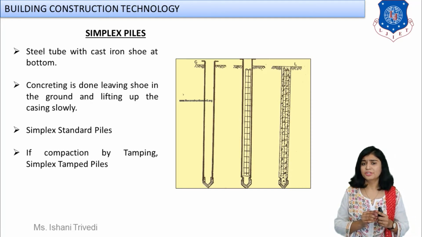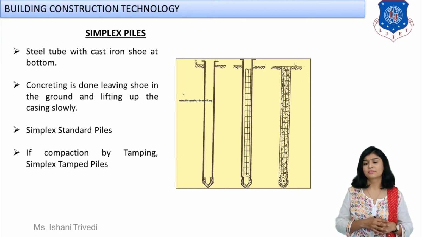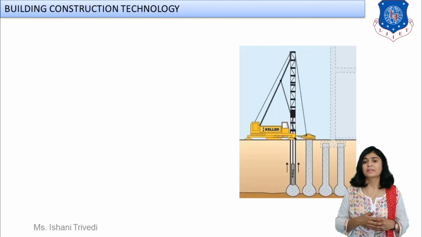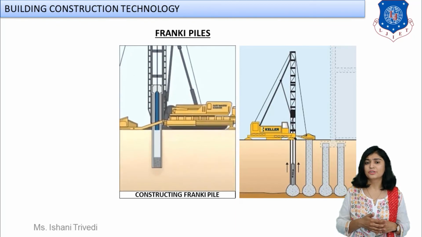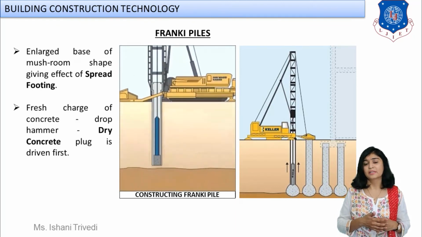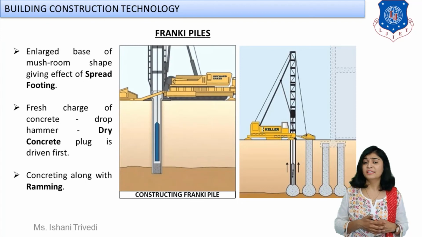So what happens here is, once the casing is inserted into the borehole, the reinforcement cage will be placed and concreting will be done. Now if you are tamping the concrete, if you are compacting the concrete, it will be your simplex tamped pile. And if you are not doing it, then it will be your simplex standard pile. Next, moving forward to another type, that is your Franke piles. Again, this is an example of an uncased cast in situ concrete pile.